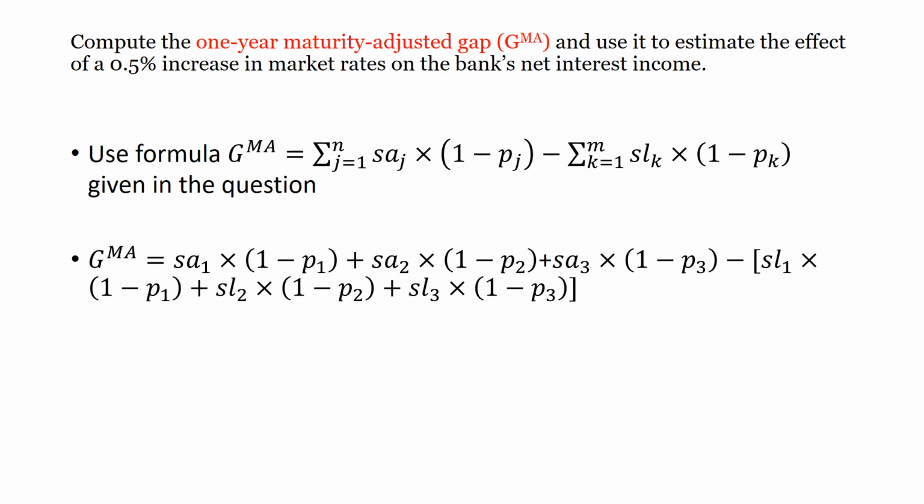Question 2. You have to calculate the 1-year maturity adjusted gap and then the change in the bank's net interest income. You're given this formula, which was explained to you in part 1, so I'm not going through this again. All I'm doing is writing this expanded, so the sum is expanded here, and I have adjusted it to the fact that we have 3 interest rate sensitive assets and 3 interest rate sensitive liabilities.